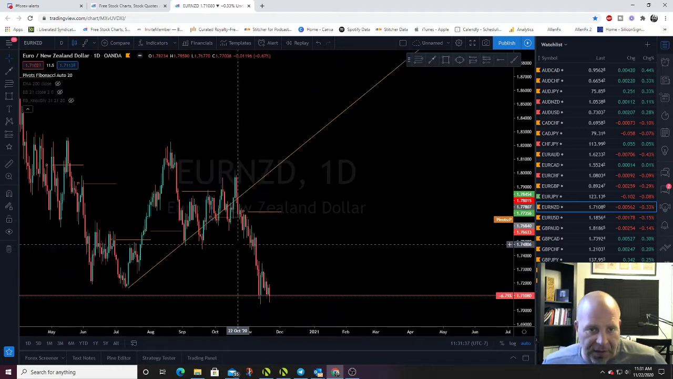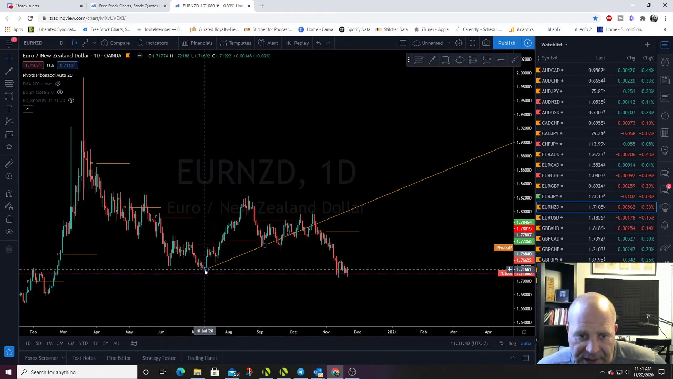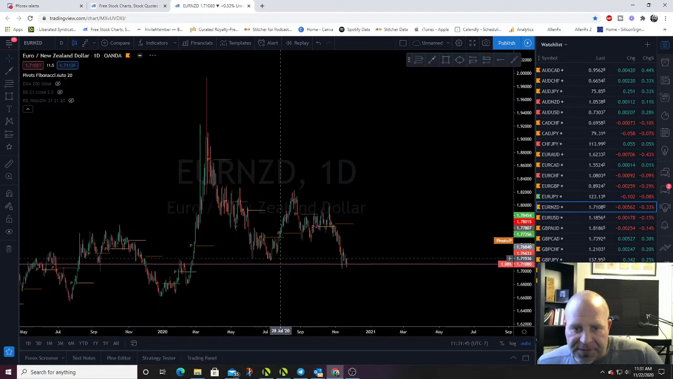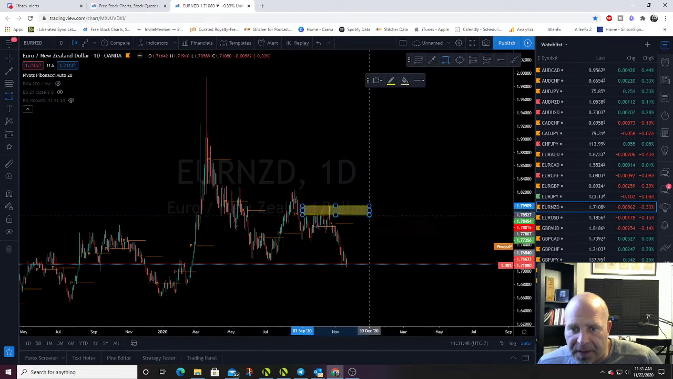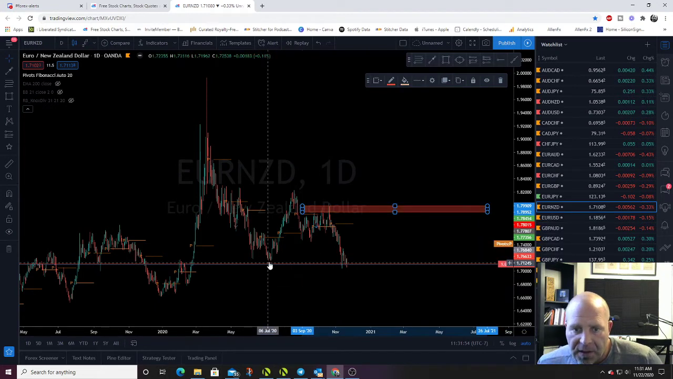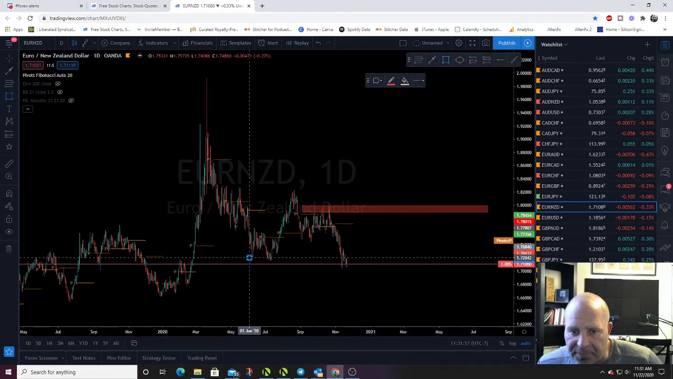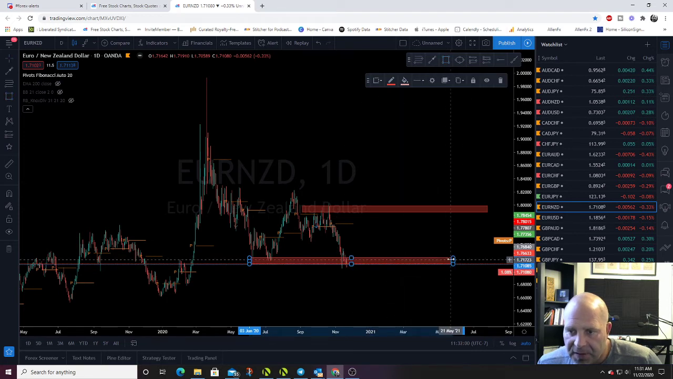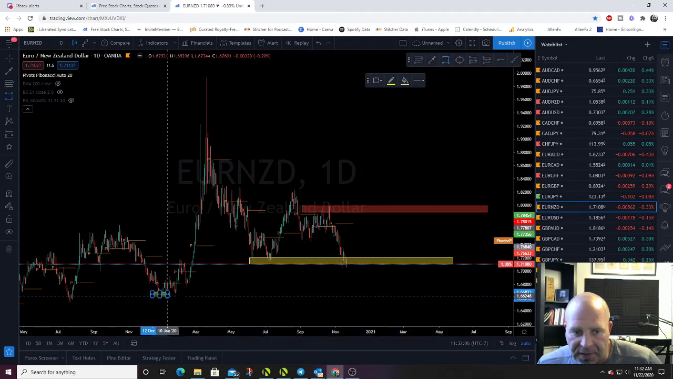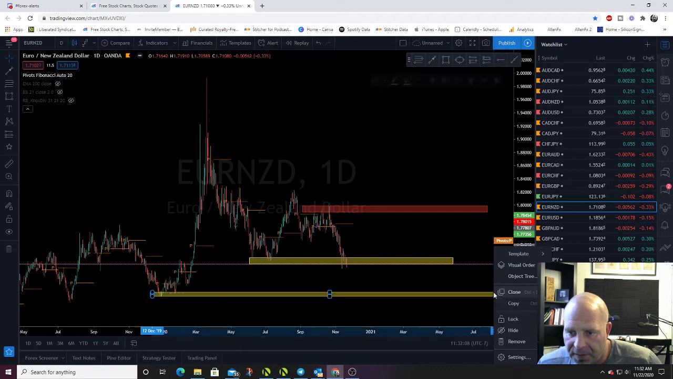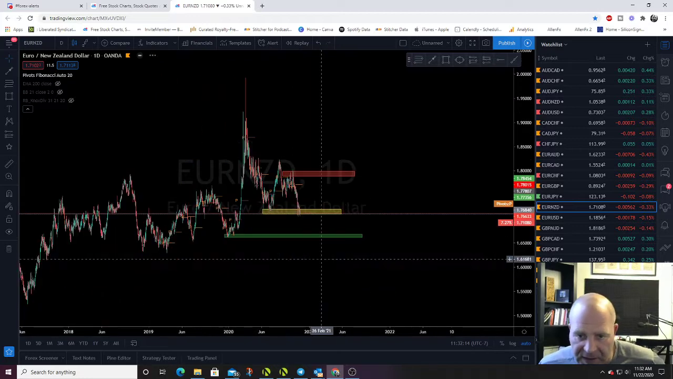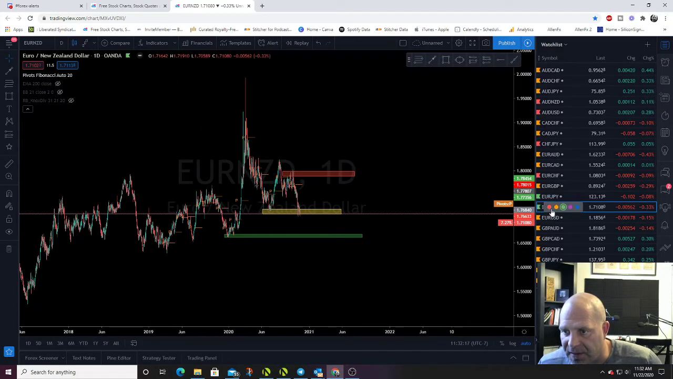Euro NZD. All right. We had this good old trend line we were trading off. And once it broke, look what happened. So I'm bearish here. We are testing a make or break zone right now. So I'm going to turn this one red because I want to catch it. And our bullish zone would be down here. Bam. So we're testing this right now. So I'm going to be red on it.